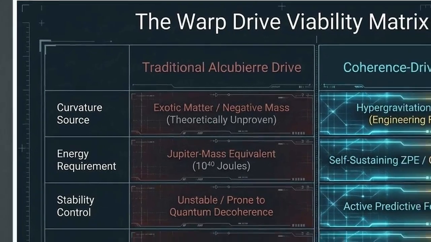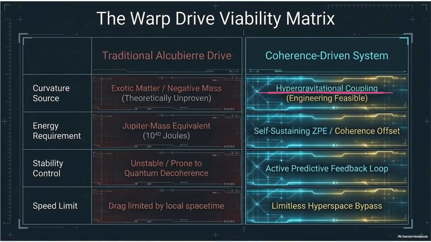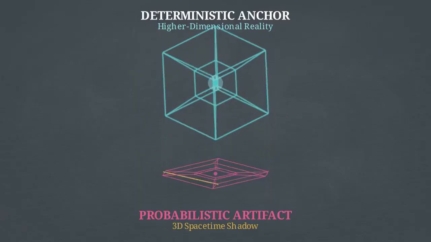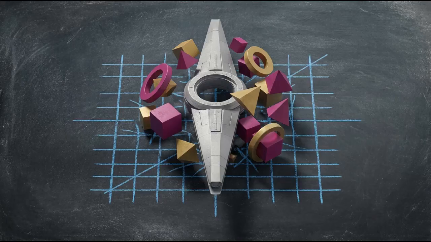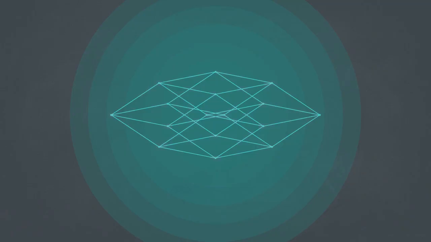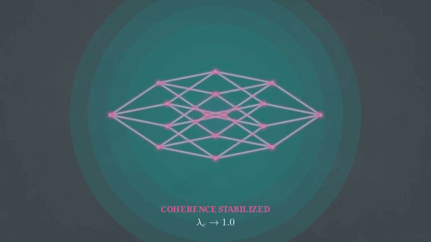The Coherent Warp Architecture provides an alternative, replacing impossible requirements with an engineering-feasible approach: hypergravitational coupling. This framework treats relativistic limits and quantum indeterminacy as artifacts of a lower-dimensional perspective. By modulating a hypergravitational field, a craft can interact with the higher-dimensional frame that anchors these systems, bypassing the constraints observed in three-dimensional space. Realizing faster-than-light travel depends on solving the mathematical challenge of higher-dimensional field geometries.